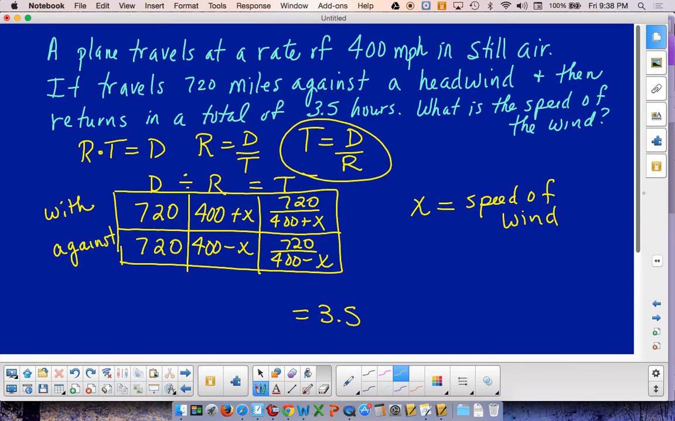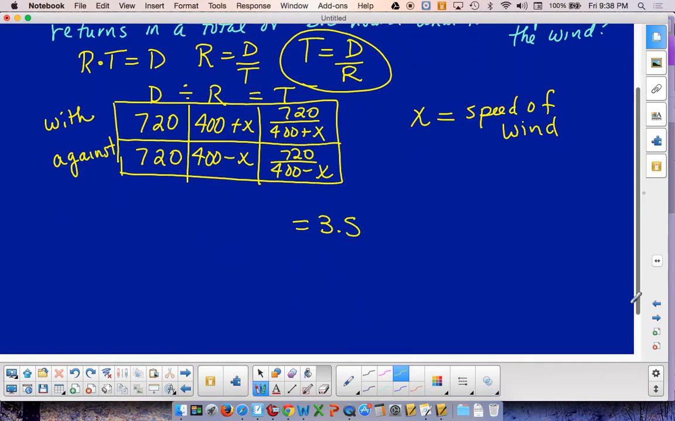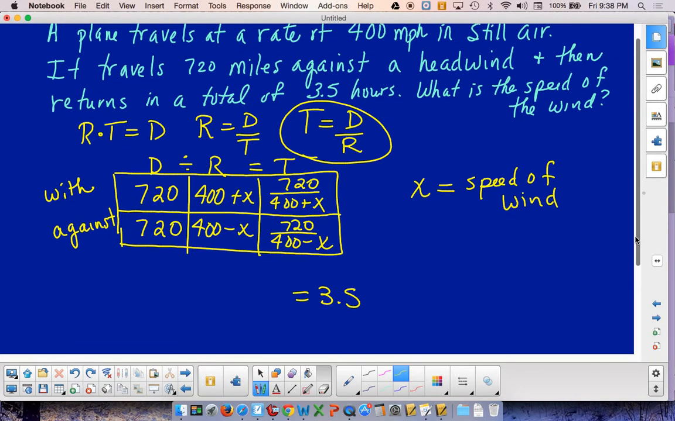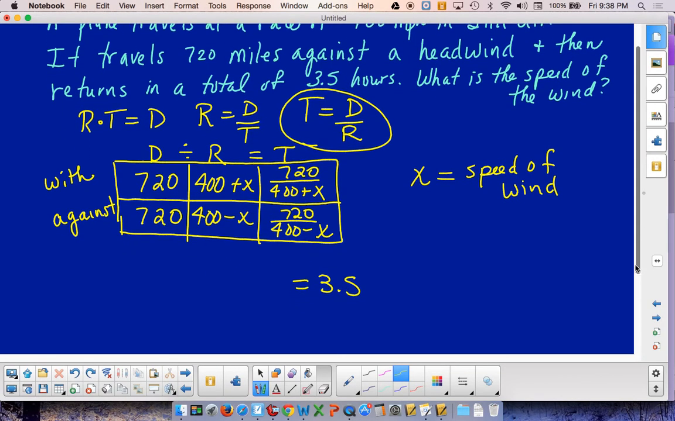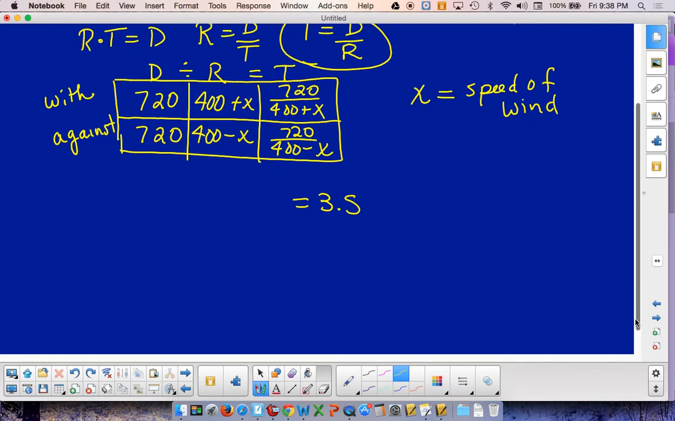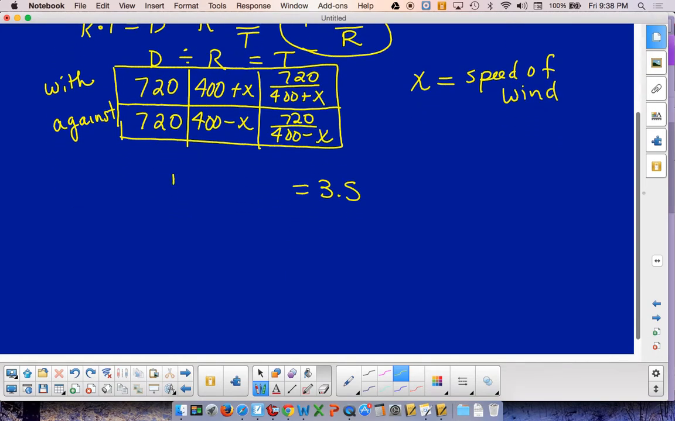Now, you need an actual equation that you can solve, though. So since you need an equation to solve, what was it that they told you about these times? Sometimes they tell you the difference in the time. Sometimes they tell you they're equal times. In this case, they said a total of 3.5 hours. What does the word total imply? Well, a total implies addition. So in this case, we need to add our two times together.